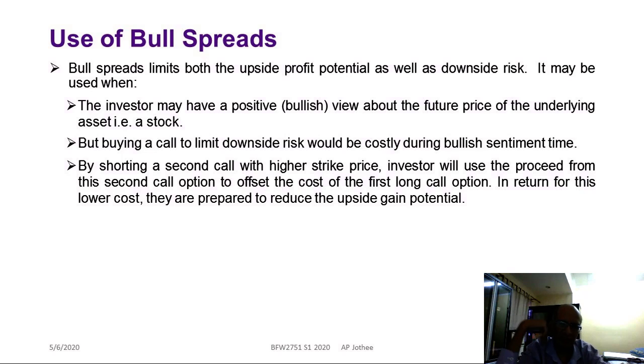But if you want to subsidize that premium by shorting a second call at a higher strike price, the investor will use the proceeds from the second call option premium to offset or subsidize the first long call option premium. In return for this lower cost, they are prepared to reduce the upside gain potential, but of course, it will be limited, as I told you, up to the $22.